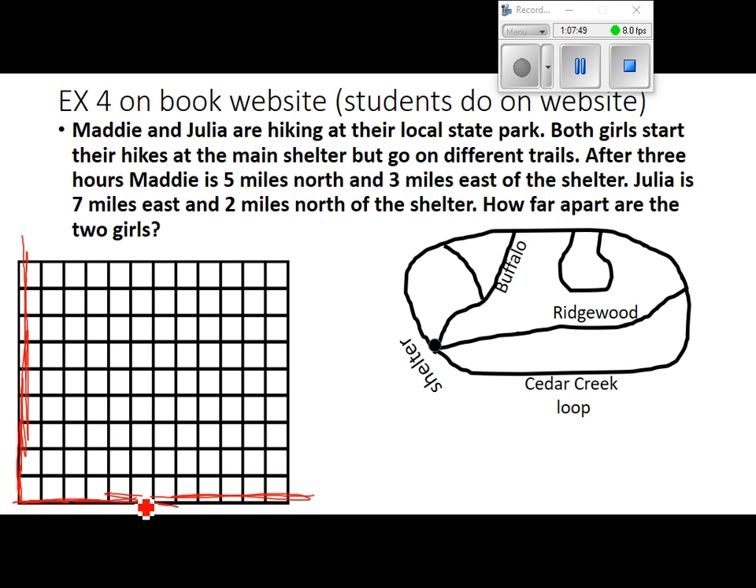And where are we going to put the shelter? Right there in the corner. We're putting the shelter right there. Shelter.